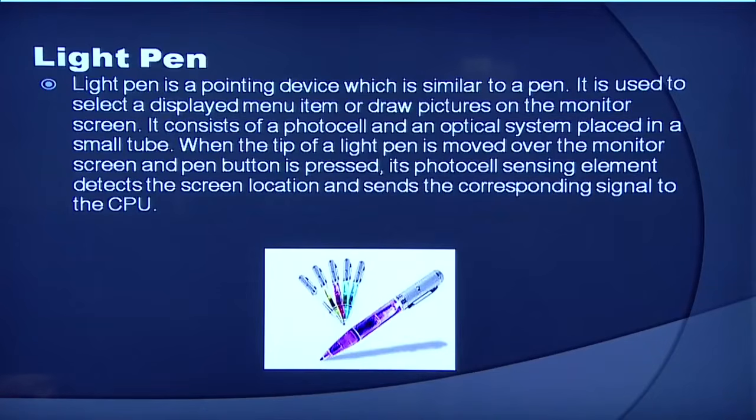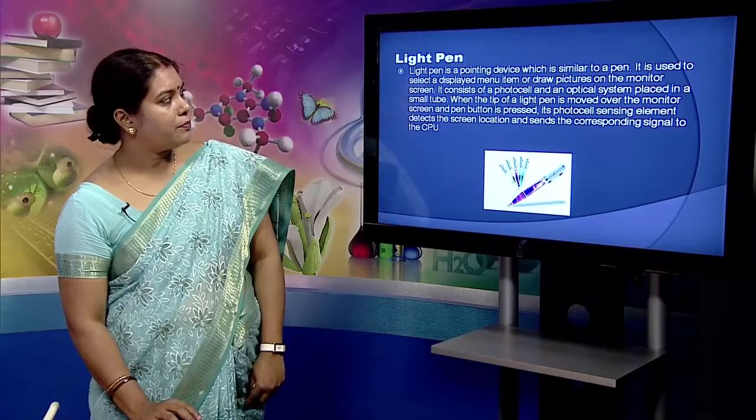Then next we have the light pen. You can see the diagram of the light pen. So light pen is basically a pointing device which is similar to a pen, and it is used to select a displayed menu item or draw pictures on the monitor screen. It consists of a photocell and an optical system placed in a small tube. When the tip of the light pen is moved over the monitor screen and the pen button is pressed, its photocell sensing element detects the screen location and sends the corresponding signal to the CPU. So this is about the light pen.